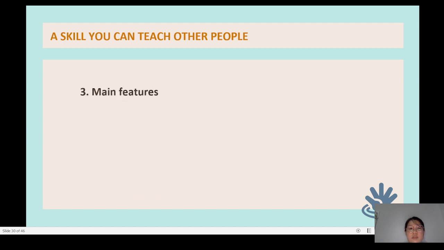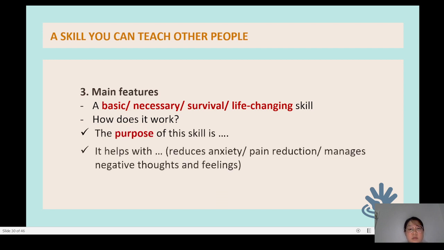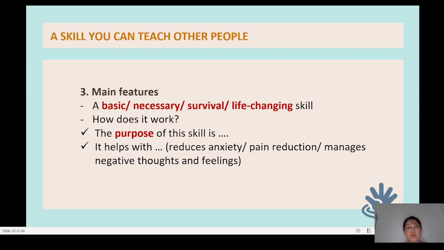Now we move to the third section. In this section, you will say about its main features. You can describe it as a basic, a necessary, a survival, or a life-changing skill. And then you should say how it works by using this available structure that I showed to you.